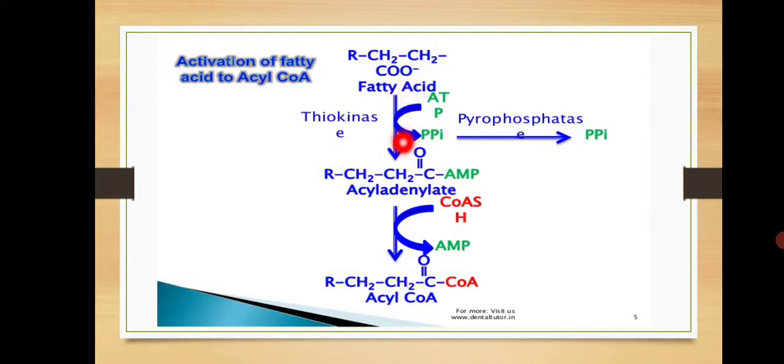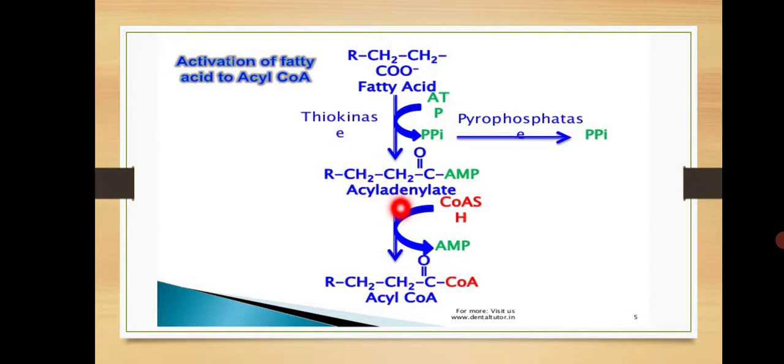It is converted into its active form called acyl CoA, and this is a two-step reaction. Here the intermediate product is acyl adenylate. So here the fatty acid is converted into the intermediate product called acyl adenylate with the help of the enzyme called thiokinase, and there is involvement of energy in the form of ATP. ATP is converted into pyrophosphate. So this is your acyl adenylate.